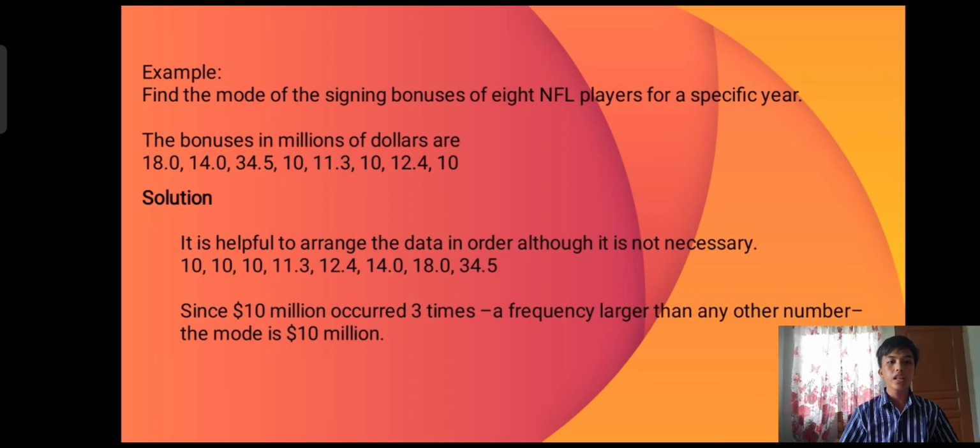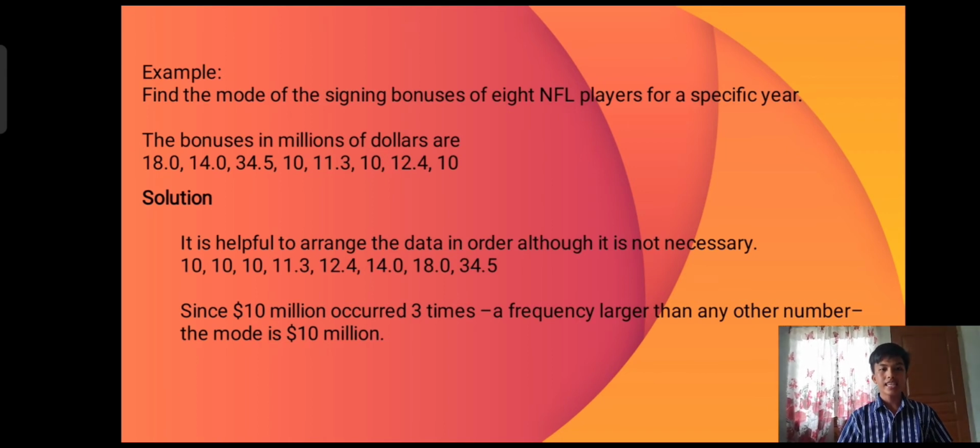For example, find the mode of the signing bonuses of 8 NFL players for a specific year. The bonuses in millions of dollars are 18.0, 14.0, 34.5, 10, 11.3, 10, 12.4, and 10. You should arrange the data in order so it is easier to see the mode. Arranged, it is 10, 10, 10, 11.3, 12.4, 14.0, 18.0, and 34.5.